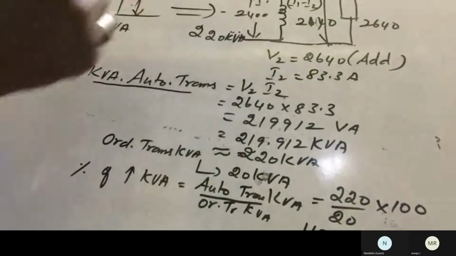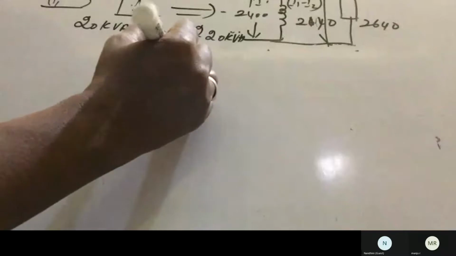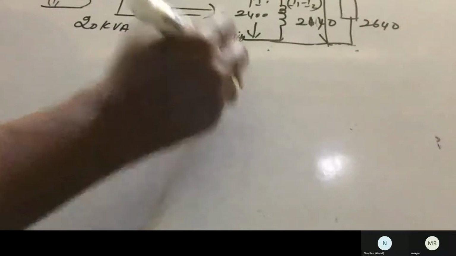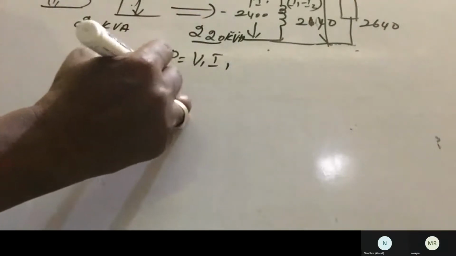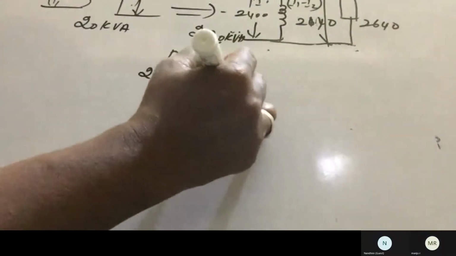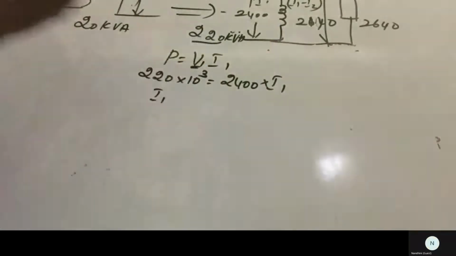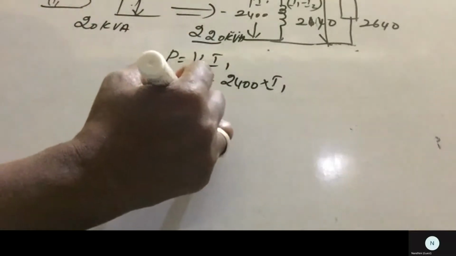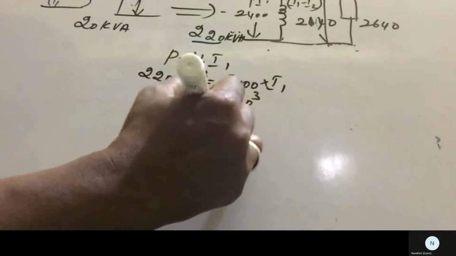Now what about the current in that auto transformer, I1? How can we calculate? Same. P is equal to V1 into I1. So P here is the new conversion rating, 220 kVA. 220 into 10 power 3 equal to V1, which will be 2400. The same only. So I1, previously we had taken 20 kVA. Now we have to take 220 kVA. I1 equal to 220 into 10 power 3 divided by 2400.